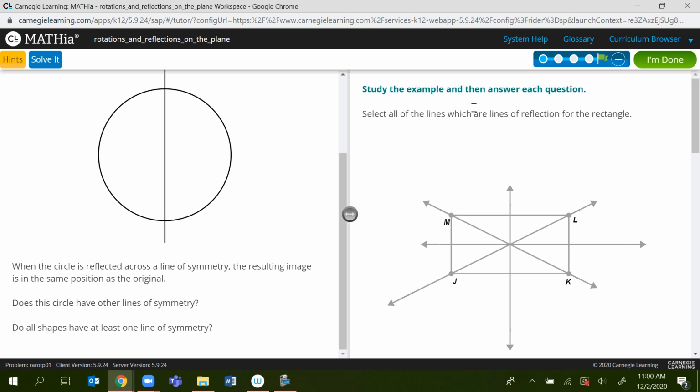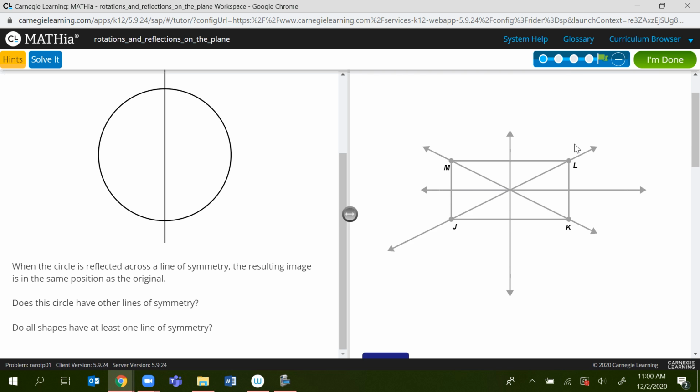Select all of the lines which are lines of reflection for the rectangle. For our rectangle, we see that we have equal parts on some parts. For sure on this one, if I were to reflect or cut my rectangle in half right here, it would be equal on both sides. Same goes for when we do it horizontally like this. If I cut through the middle this way, it would also be in half and the same on both sides.